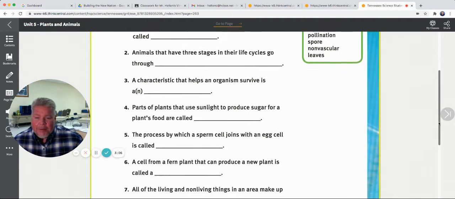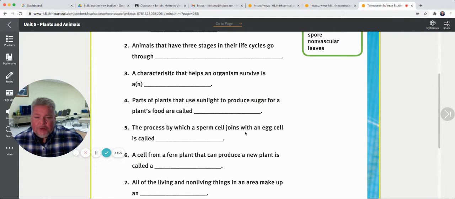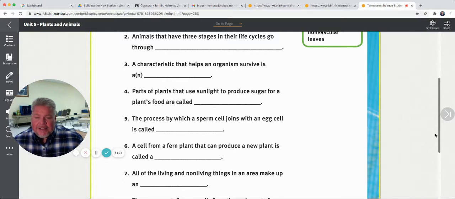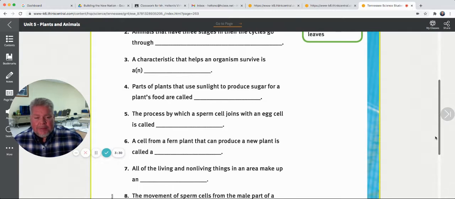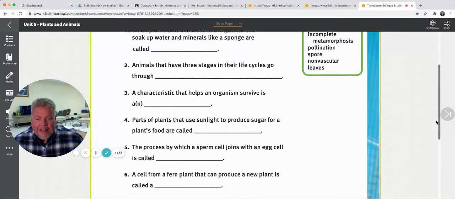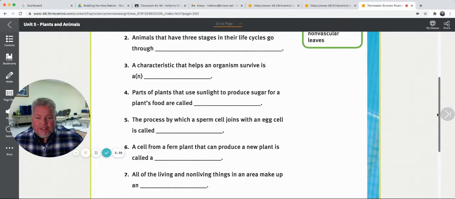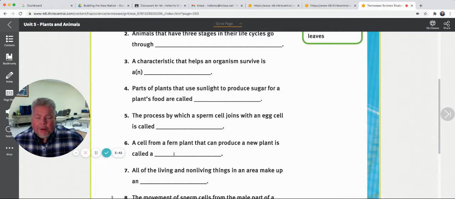Number 5, the process by which a sperm cell joins with an egg cell is called fertilization. Fertilization, that's how new seeds are made when the sperm cell joins with the egg cell. Number 6, a cell from a fern plant that produces a new plant. Remember, those fern plants don't have seeds. They have little tiny things on the bottom of them called spores. Okay, so fern plants have spores that fall and blow off of them, and will start a new plant. Okay, so number 6 is spores.